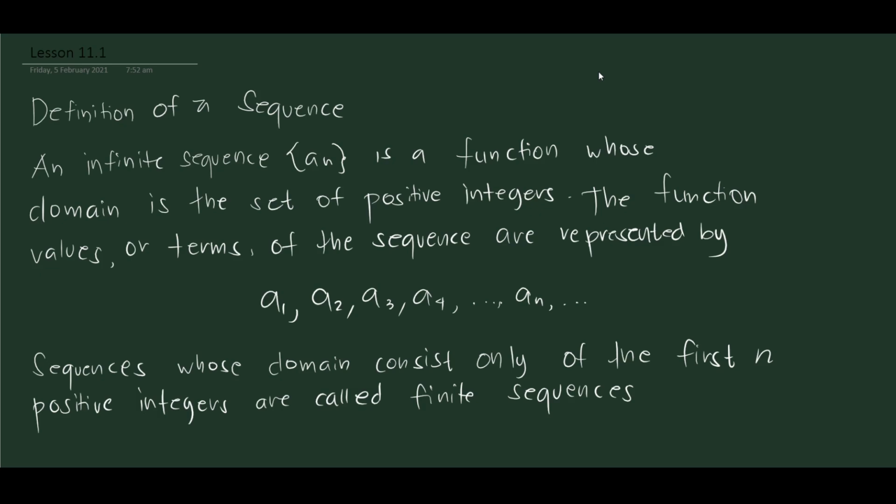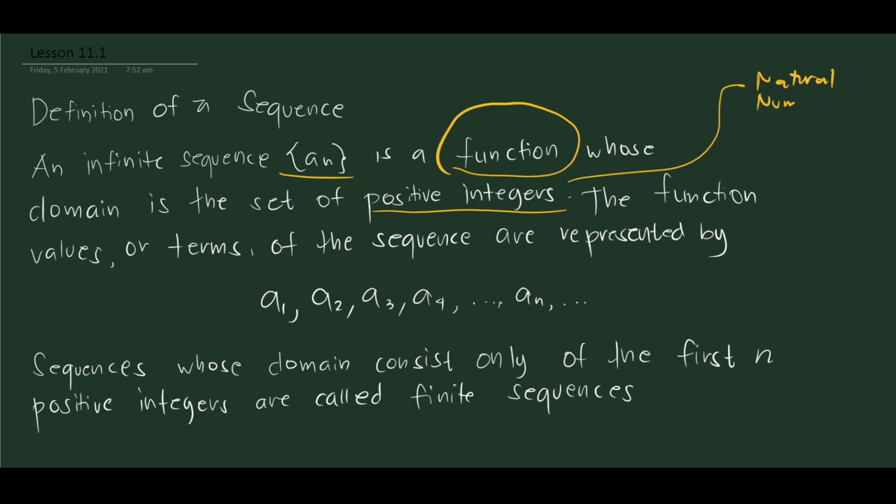Okay, so let's start with the definition of a sequence. An infinite sequence, denoted by a_n inside curly brackets, is a function. Take note of this: it is a function whose domain is the set of positive integers. What are the set of positive integers? Also called the natural numbers: 1, 2, 3, 4, and so on.